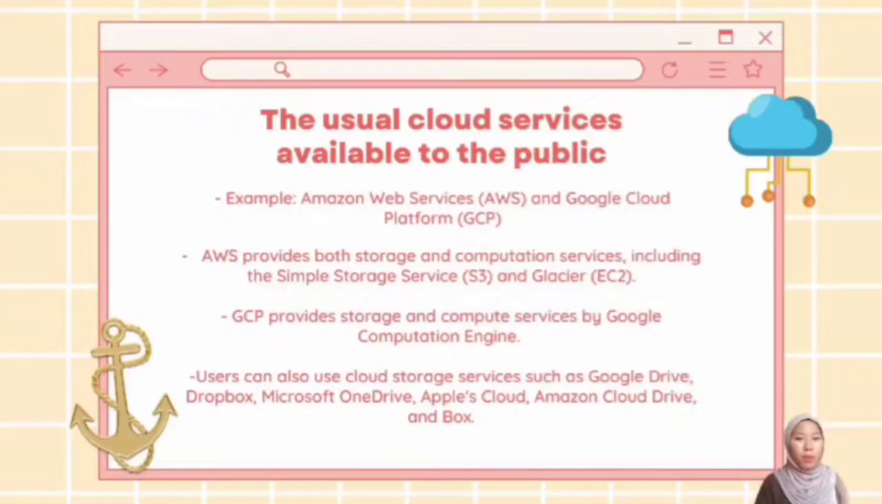For number 4, the usual cloud services available to the public are Amazon Web Services (AWS) and Google Cloud Platform (GCP). AWS provides both storage and computation services, including the Simple Storage Service and Glacier. Meanwhile, GCP provides storage and compute services through Google Compute Engine.